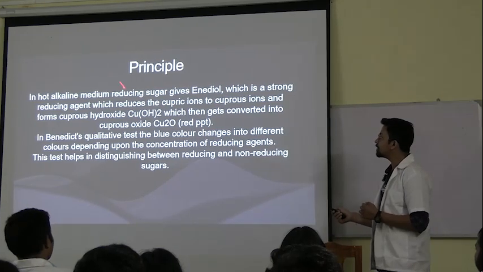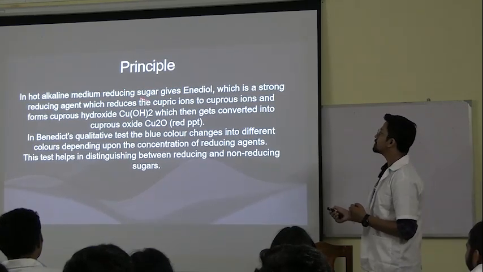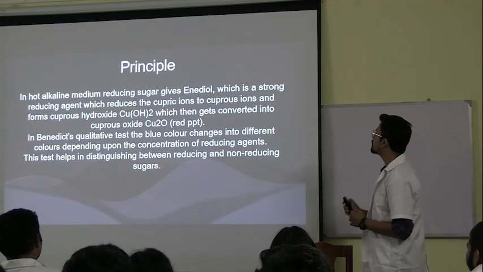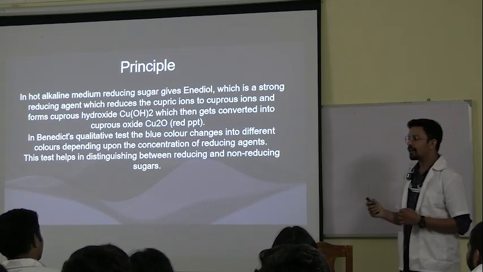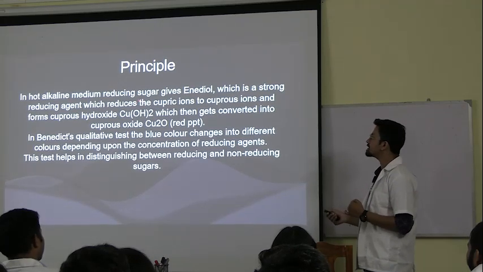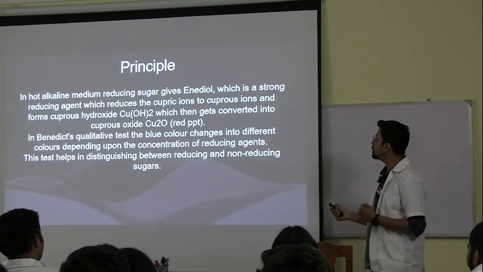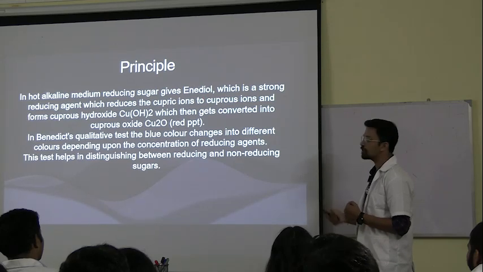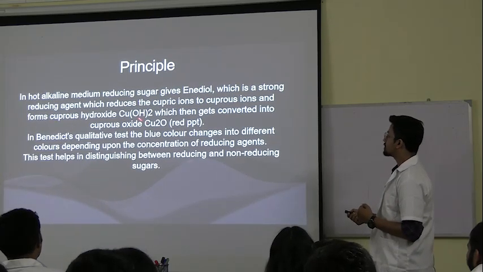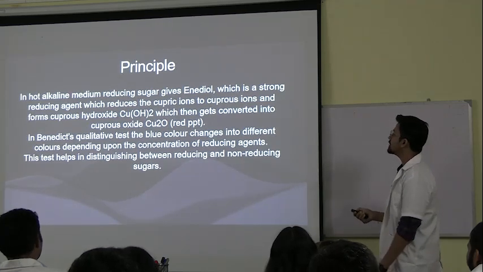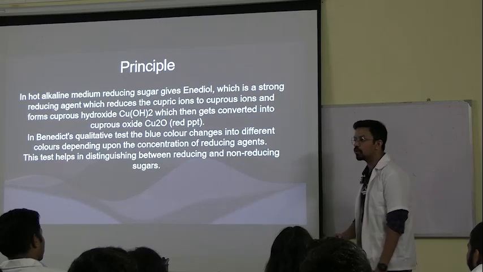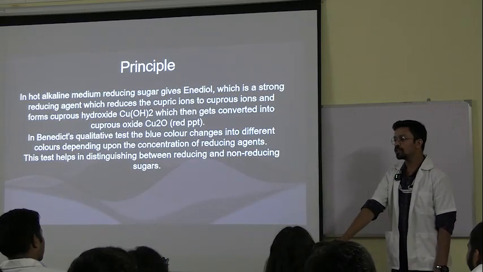The enediol, which is a very strong reducing agent. Okay, fine, that is written over here. See, in hot alkaline medium, the reducing sugar gives enediol, which is a strong reducing agent, which reduces the cupric ions to cuprous ions. Now, when I tell you the constituents of the reagents, then you will understand where these cupric ions are coming from and how these are getting converted to cuprous ions. Fine. And it forms the cuprous hydroxide, which then gets converted into the cuprous oxide, that is Cu2O, and it forms the red precipitate.